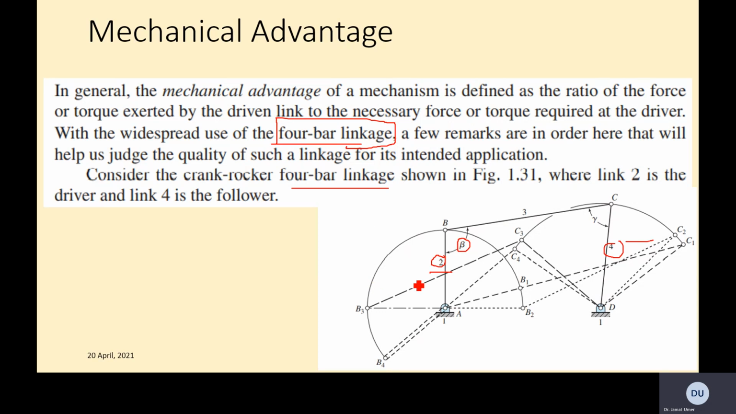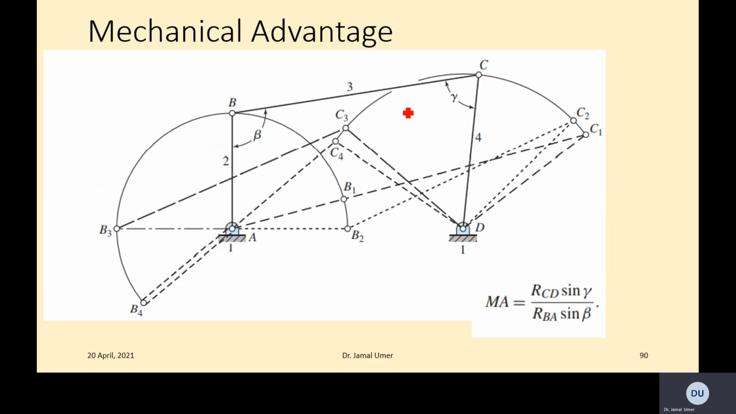At this particular position, the angle made by link AB, the driver, with the coupler is beta, and the angle made by link CD, the follower, with the coupler is gamma. We will discuss the other positions as well. So these are the main elements and the respective angles.